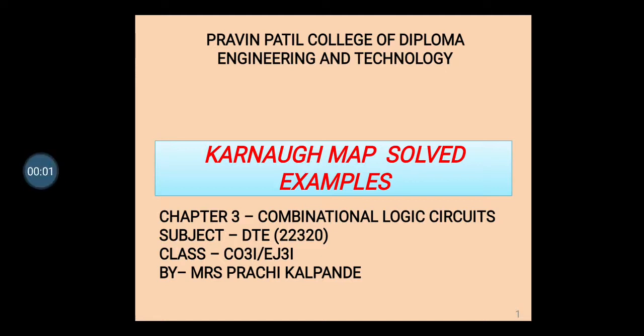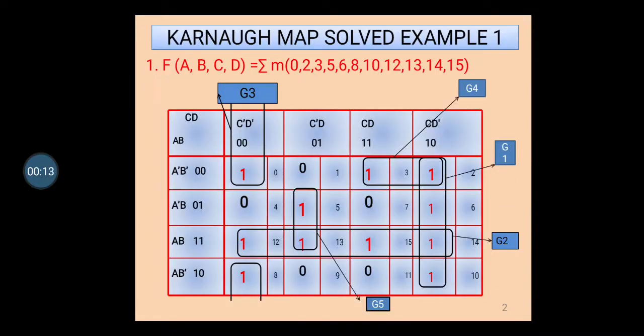Today's topic of presentation is Karnaugh map solved examples from Chapter 3, Combinational Logic Circuits, subject Digital Techniques 22320. We have already studied the rules of the K-map table. So what are the different rules of the K-map table? First step, for the given equation you have to find out the K-map table.